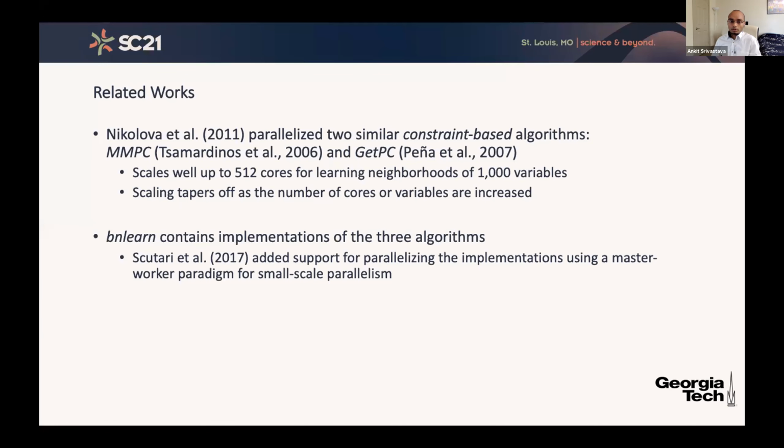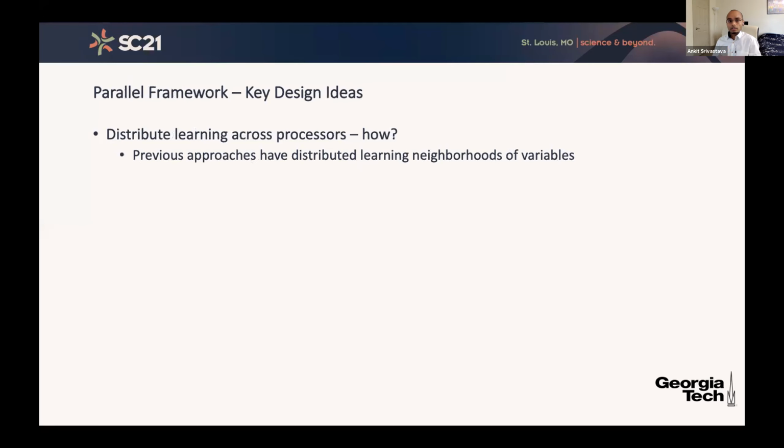bnlearn, which is a popular software for learning Bayesian networks sequentially, implemented in 2017 a parallelization scheme which uses a master-worker paradigm for very small scale parallelism. So their solution also does not scale well. And both these approaches distribute learning of variable neighborhoods. So let's see how that works.